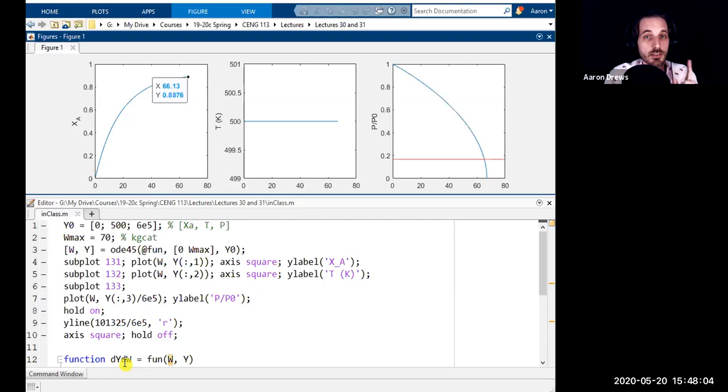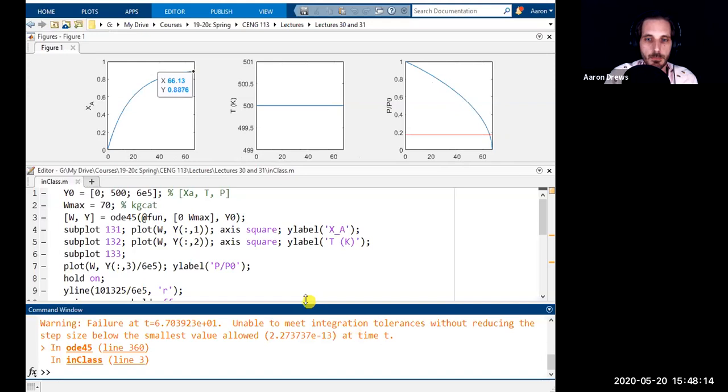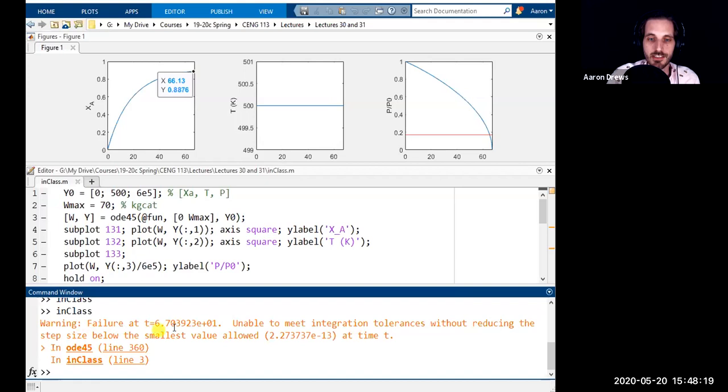There's a warning that MATLAB will give you if you get there. It's in your command window when you run these things. Let me dock this really quick, restore that. If you look at what happened when I ran that script, MATLAB has given me a warning that says you have failed in your integration. The independent variable in ODE45 is always called T. Don't worry that it says T, that's really W. It's just something that MATLAB does. If you see something like a warning, failure at this value inside of ODE because you haven't met integration tolerances, try plotting your pressure. It's almost certain that your pressure has fallen off a cliff over here.